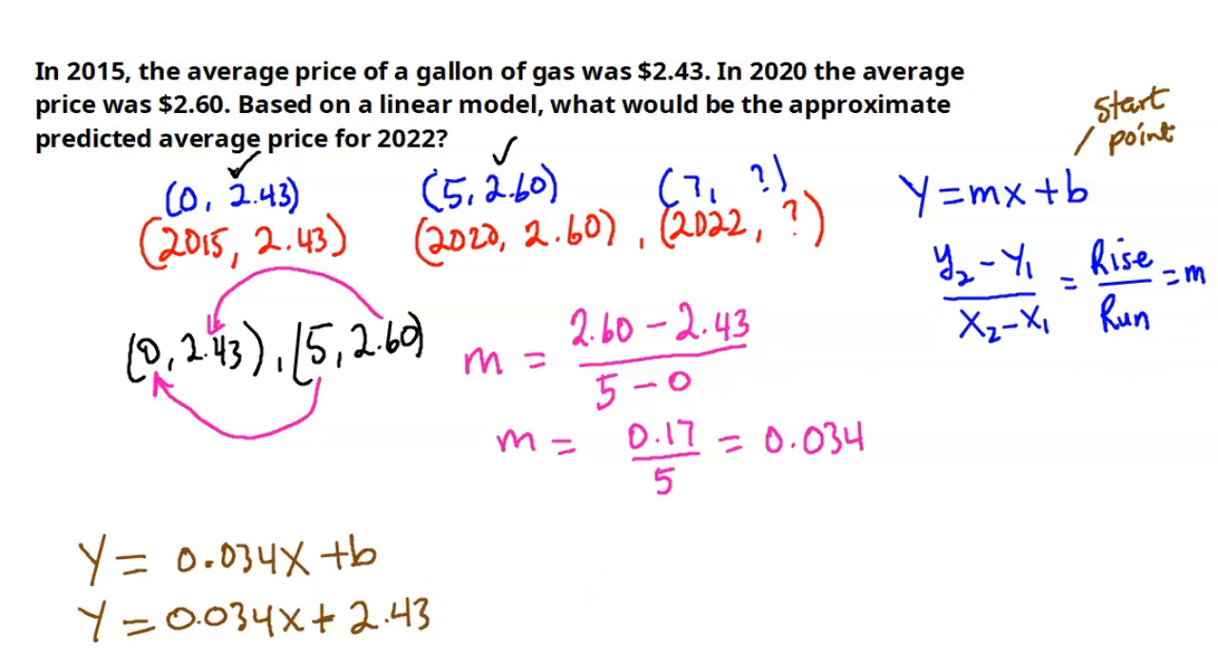Now we want to predict for 2022. We can say it's going to be 0.034 times x, and remember the x component here is 7, so 0.034 times 7 plus $2.43. Let's see what we get. We multiply 7 times 0.034, and that gives us 0.238, and then we add it to $2.43, and that gives us $2.68. There is some coin over there, so we round it, and we get $2.67.